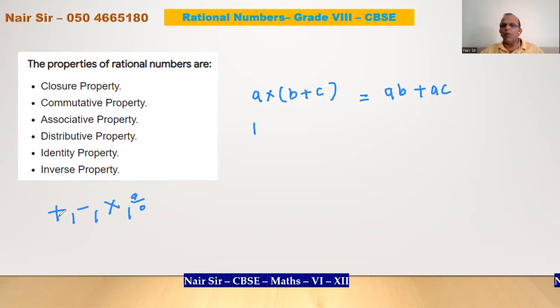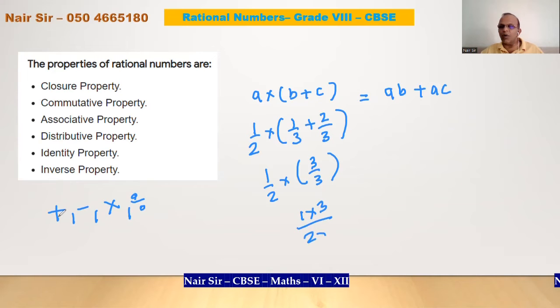Let's take an example. 1 upon 2 multiplied by 1 upon 3 plus 2 upon 3. The reason for taking small numbers is to clear the concept, kids. Now that will make it 1 upon 2 into 3 upon 3, and that is nothing else but 1 upon 3 into 2 upon 3, and that is nothing else but 3 upon 6. And whenever I get a rational number, I need to get it in the smallest form. So this will be 1 upon 2. So my LHS is 1 upon 2.